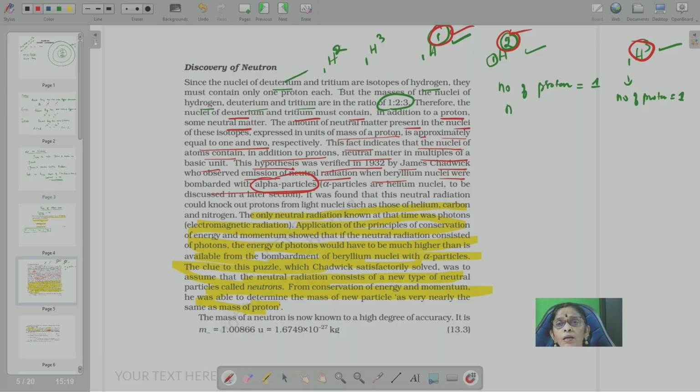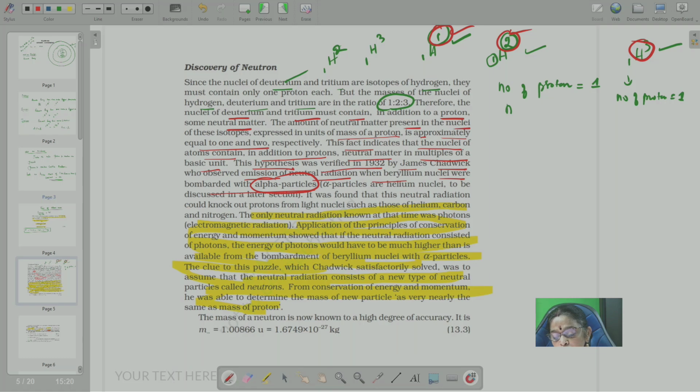So hence Chadwick later on was able to find out that it is not a photon. It is not photonic radiation. It is something else. So he named this as a neutral particle called what? Neutron. So come, let us see.